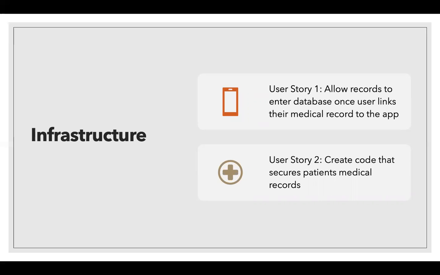So the next thing we wanted to discuss is infrastructure. Infrastructure is the main point in developing an app. And our user story one is to allow records to enter into a database once the user links their medical record to the app. The second user story is to create a code that secures patient medical records. And the task for this would be to create a notification every time the record is added.